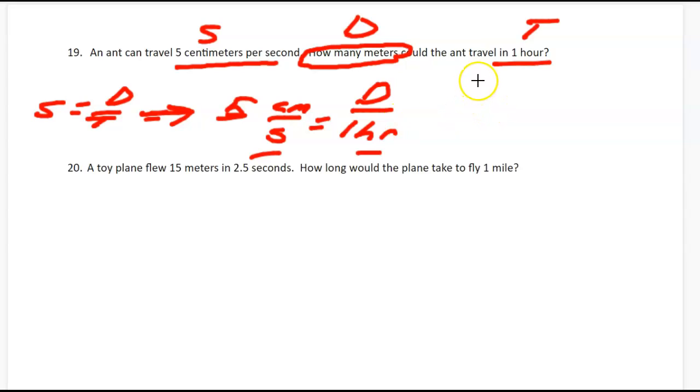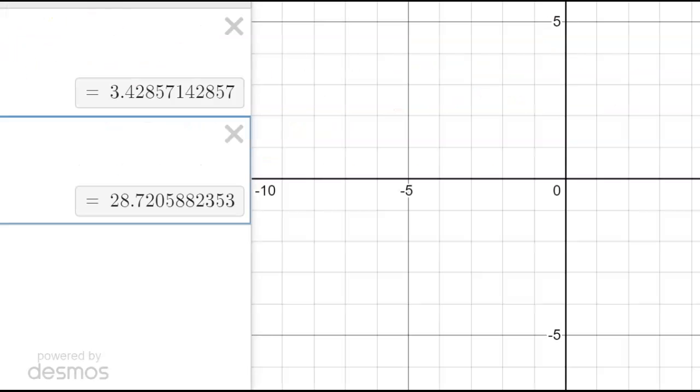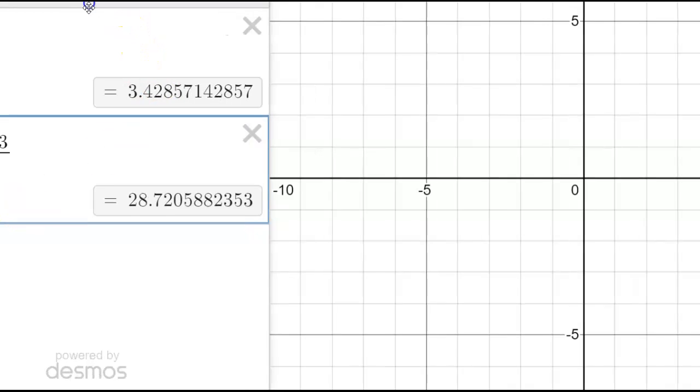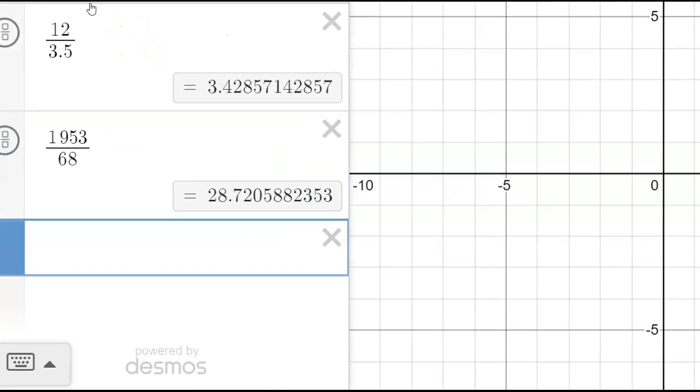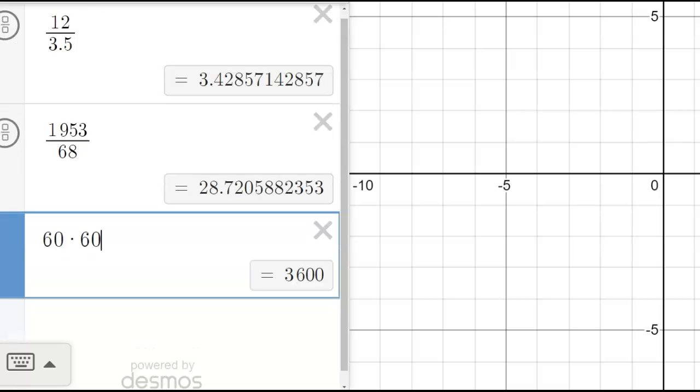So if we think about 1 hour, we multiply by 60 minutes per hour, and we multiply by 60 seconds per minute. The minutes are going to cancel out, the hours are going to cancel out, and we need to do 60 times 60 to get our number of seconds in 1 hour. So we can put that into decimals. 60 times 60, so we get 3,600.